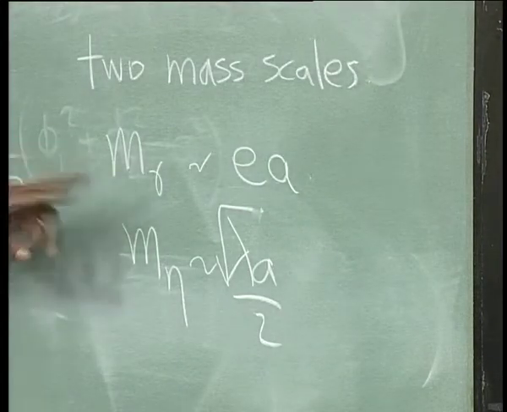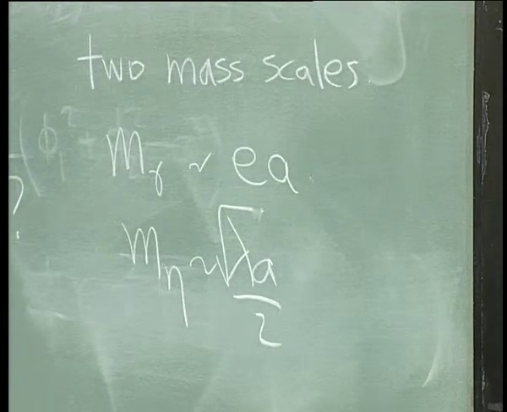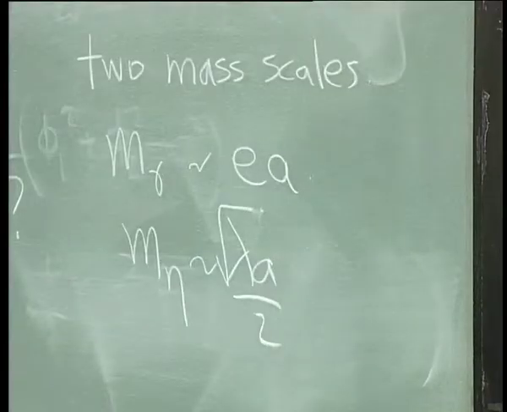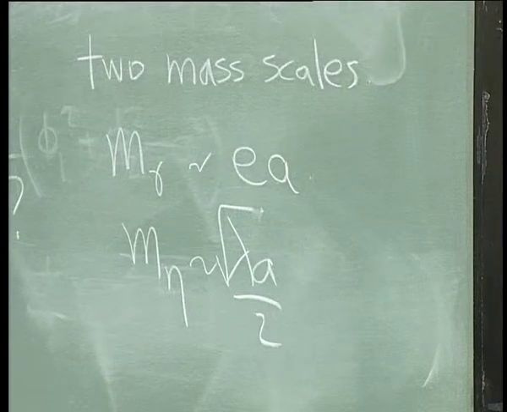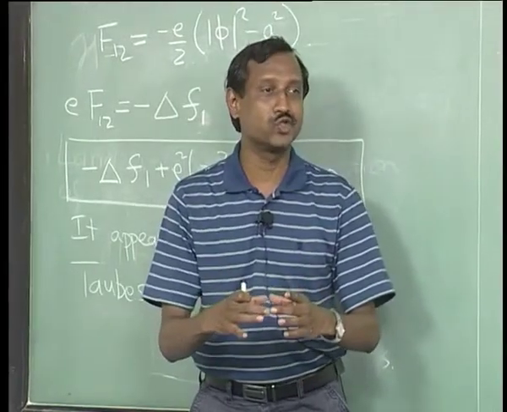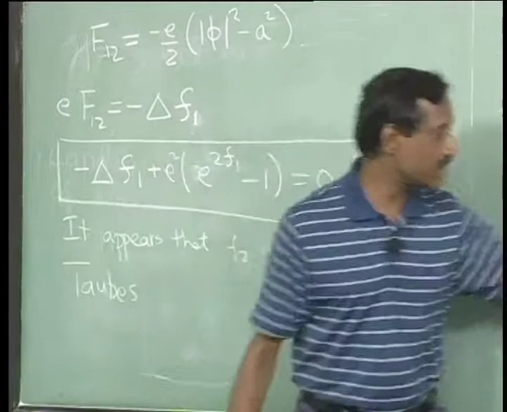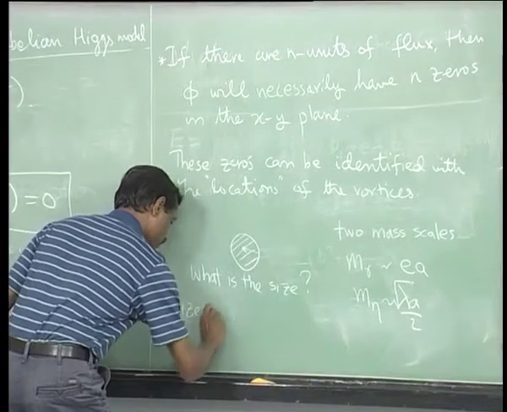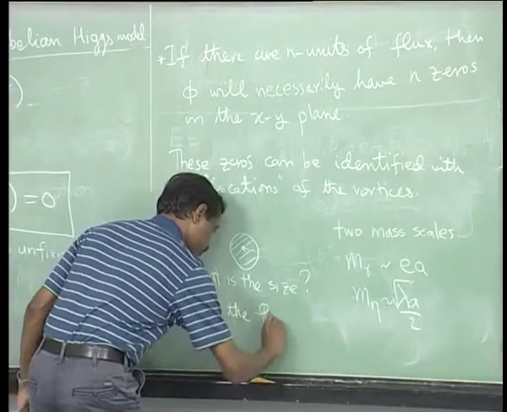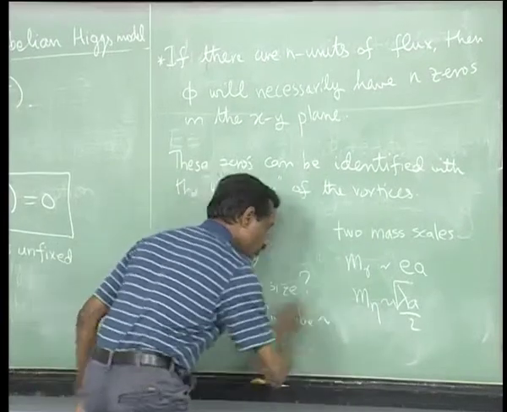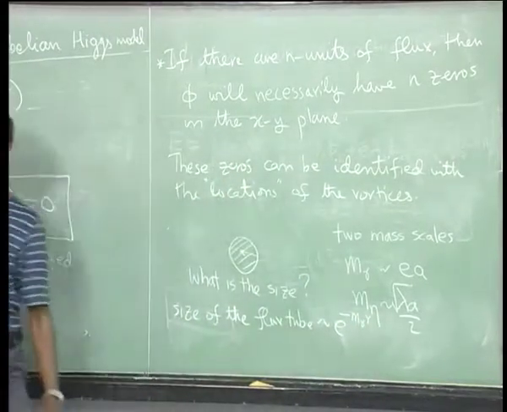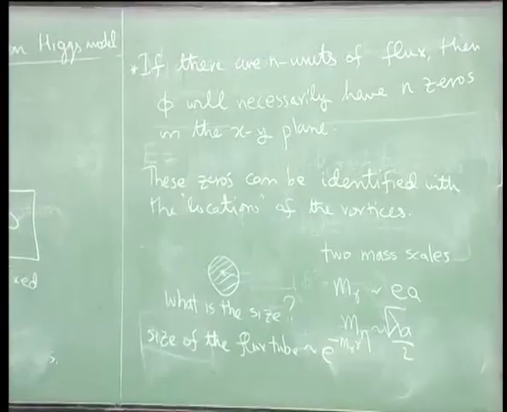We can look at the details of the solution, but we can see that the photon becoming massive will have something to do with the magnetic field. So there are two sizes in the problem. The first size is the size of the flux tube, and that would be determined completely by m gamma. In fact, you will find that the size of the flux tube, if you look far enough, will go like e to the power minus m gamma r. In natural units, remember m gamma is 1 by.